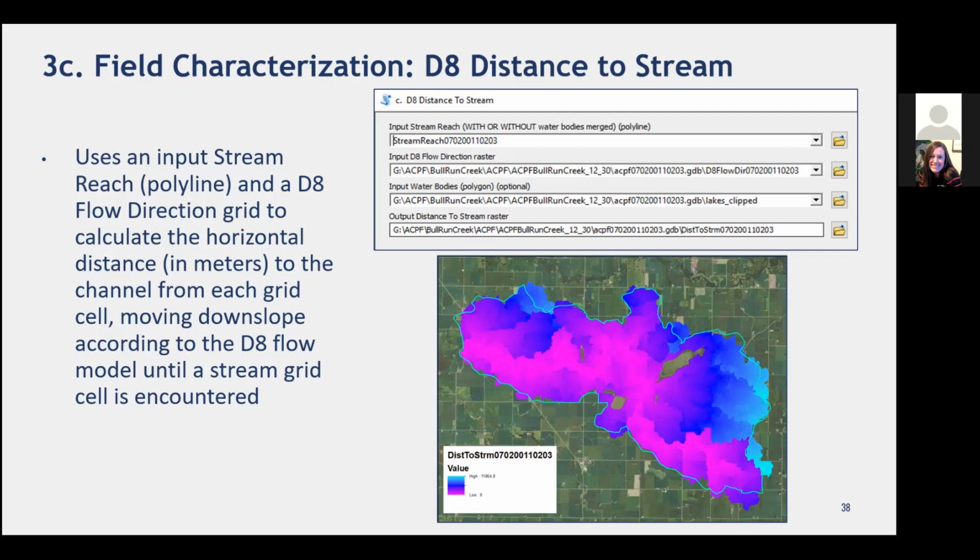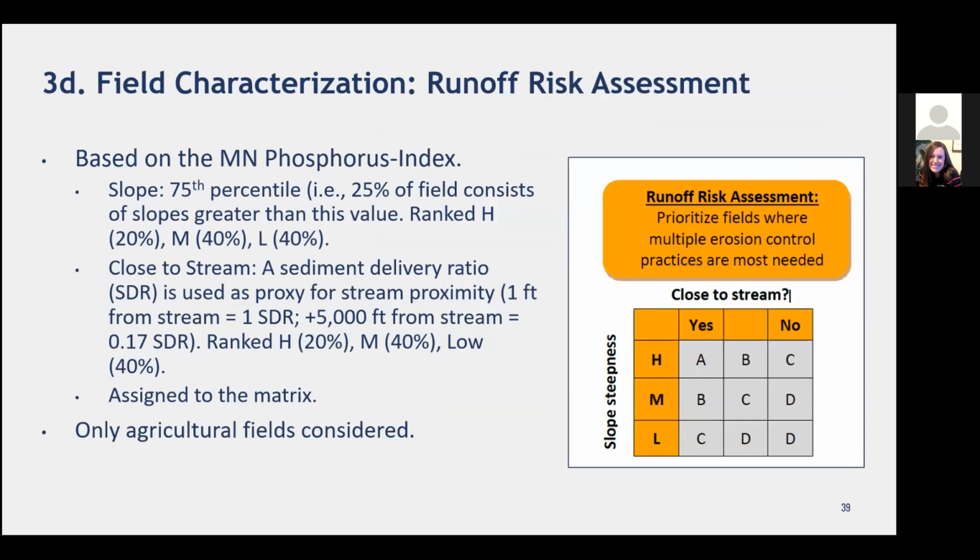The results of this tool are actually going to be used in the next tool, which is probably one that is going to be useful for a lot of the users. And that is runoff risk assessment. This tool is based on the Minnesota Phosphorus Index.